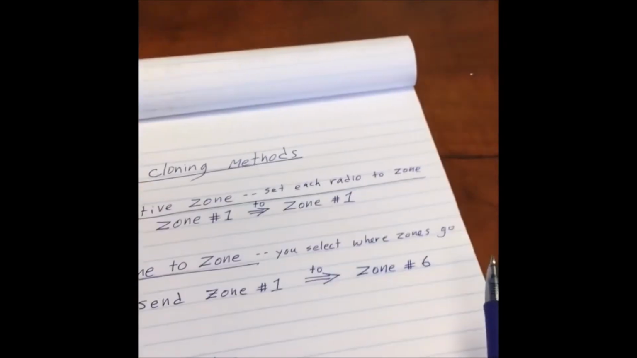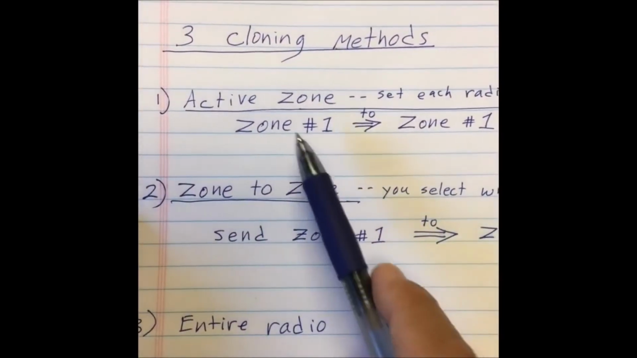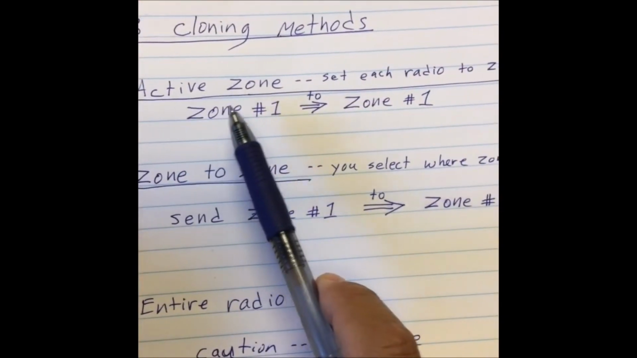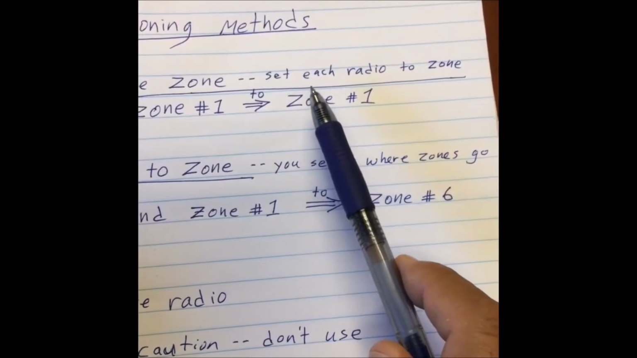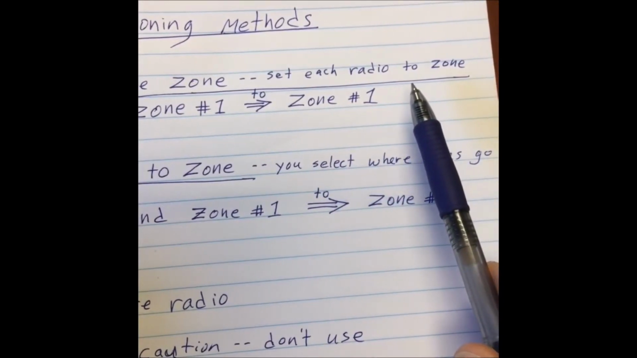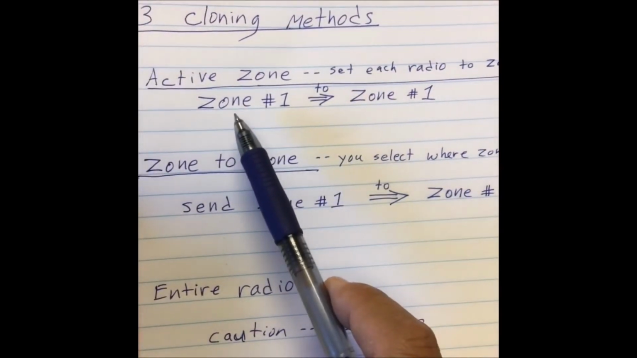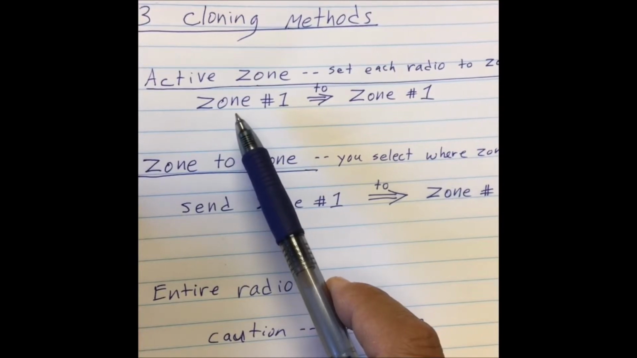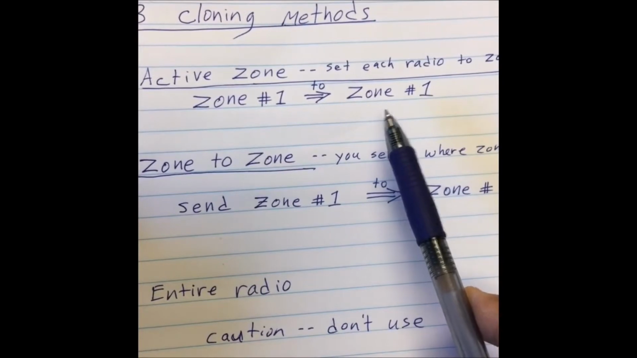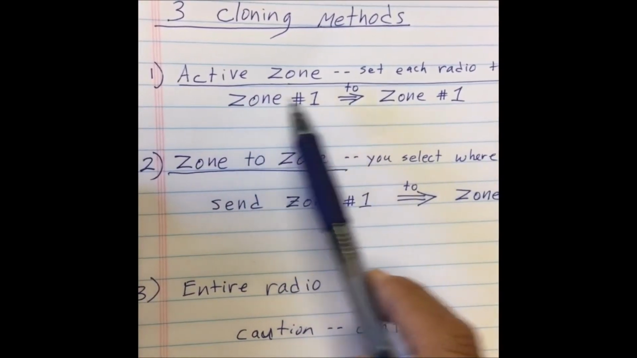Basically we have three different types of cloning that can be done with this radio. Those are active zone, zone to zone, and entire radio cloning. Very briefly, active zone is where we ahead of time set each radio to the zone that we want to clone to and clone from. So ahead of time, if we want to clone from the source radio zone 1, we set the radio up to be in zone 1. If we want the destination radio to be also in zone 1, we set that up ahead of time. Then we would connect the cables and do active zone cloning.